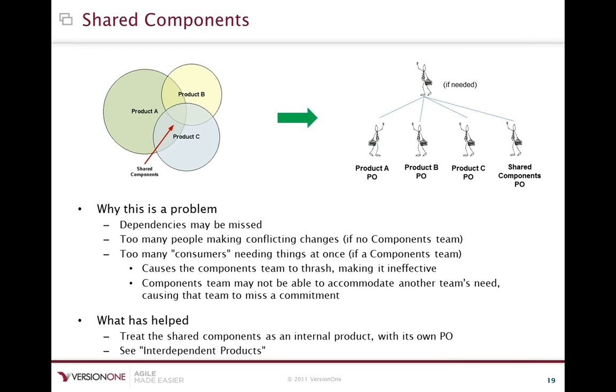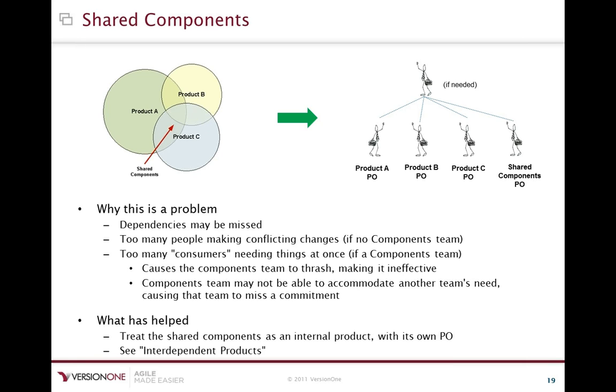And there's a very, very simple solution that works for this, and it's simply to consider that shared components team as a product. Those shared components as a product. And if you think about it, that's not really a stretch, because even though that team does not have external customers, they do have customers. Those customers just happen to be internal. In this case, product A, product B, and product C are all customers of that shared components team.